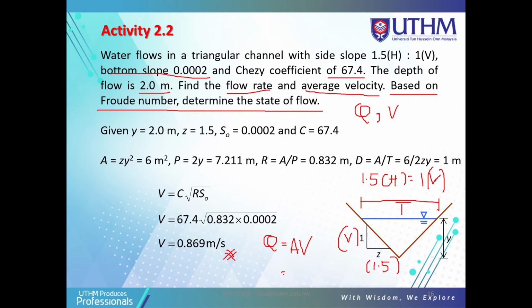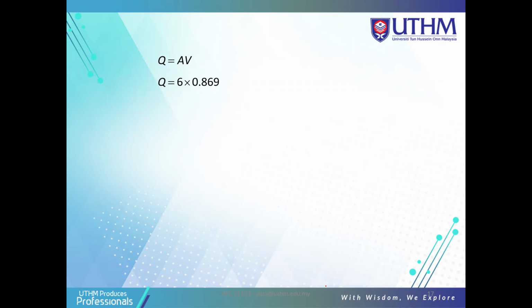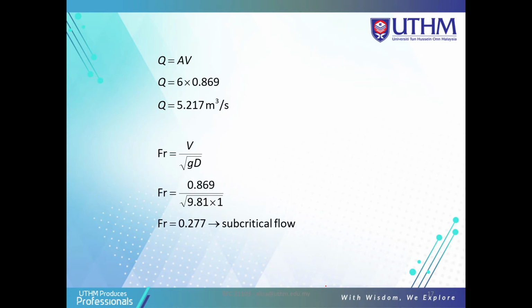You get the Q. Okay, so A, we know that A is 6 meter squared, and the V is, you get this one, so you can get the Q. Q is A V, so we get the value of Q. So after that we use the Froude number to know the state of flow. Use the Froude number here and the D here, so we get the supercritical flow.